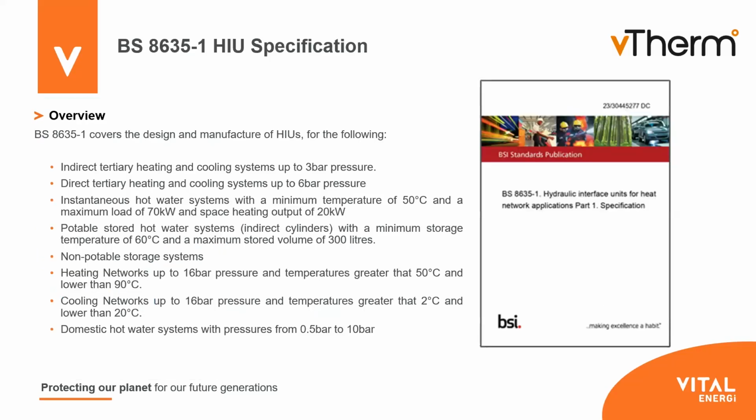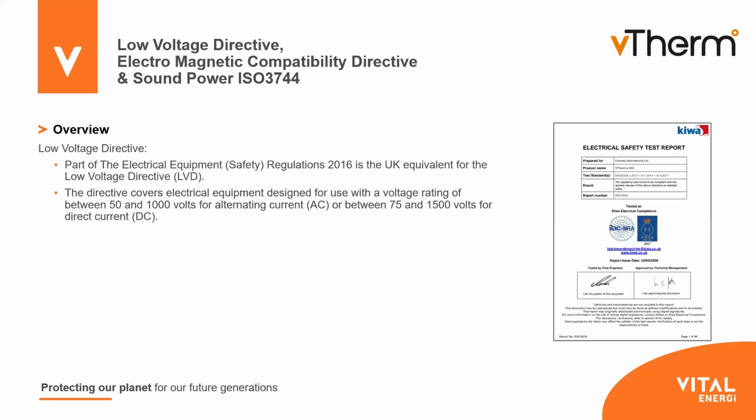So we've already done an overview of British standards, so I'm not going to go into too much detail, but very quickly: indirect, direct, and instantaneous hot water systems, domestic up to 70 kilowatts on the domestic hot water, up to 20 kilowatts. Depending on whether we are direct or indirect, it might dictate if we're up to 16 bar or 6 bar. And again, the same thing with cooling networks and domestic hot water.